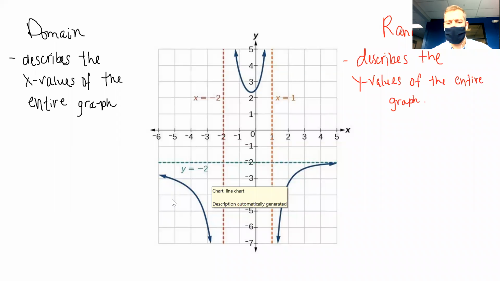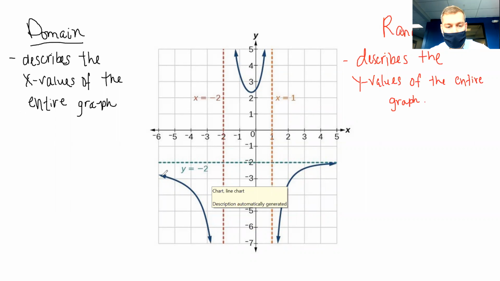All right, let's talk about the difference between domain and range. Domain, I'll give you a quick definition, one that I think makes sense. It is all the x values left to right, describing the x values of the entire graph, the entire function. So if we have a picture of this graph, we just want to look to see where this graph is in terms of x.